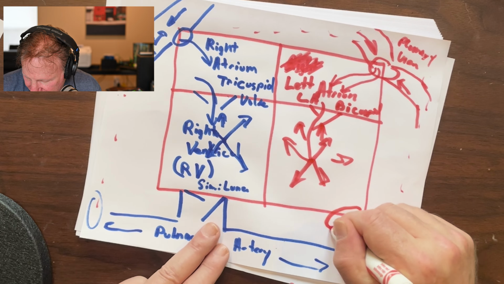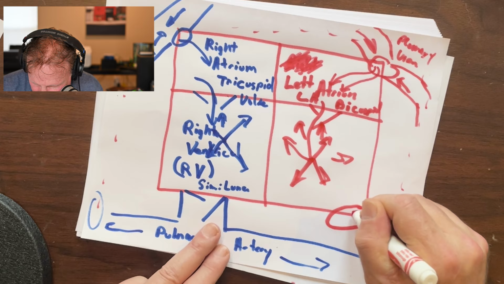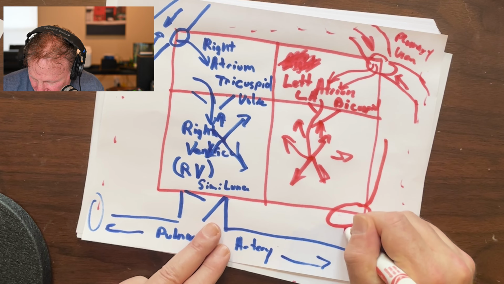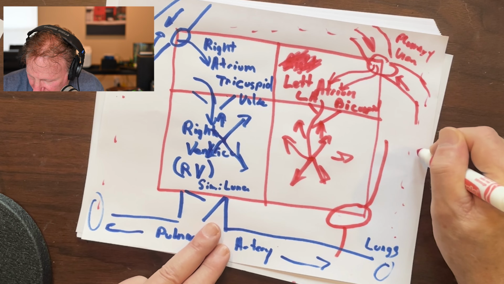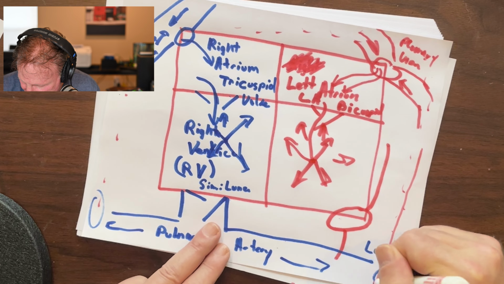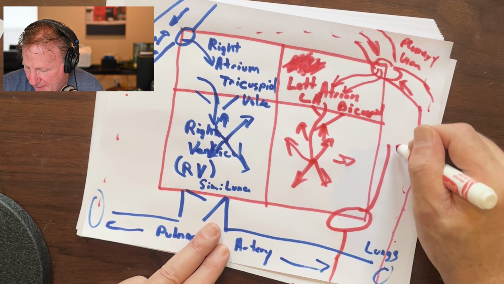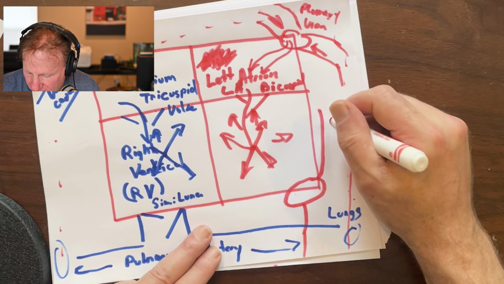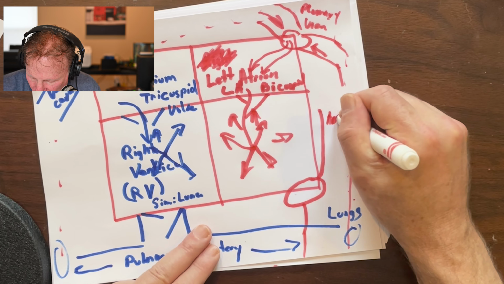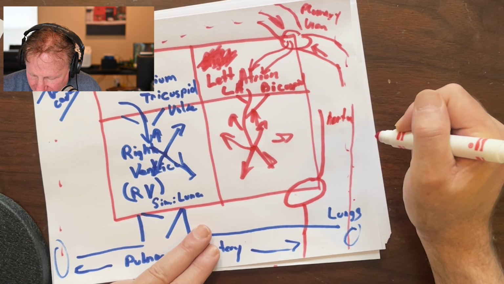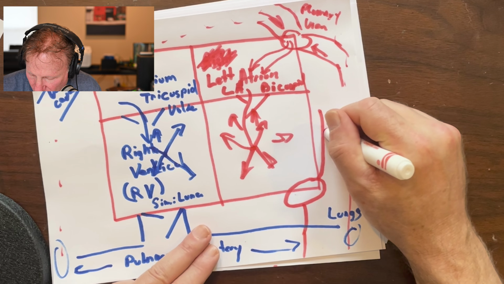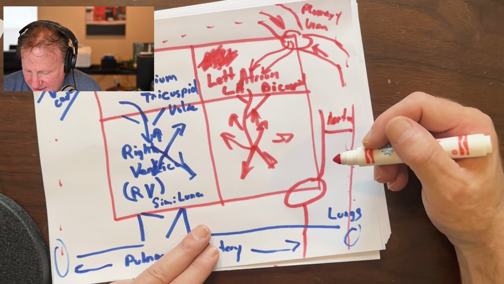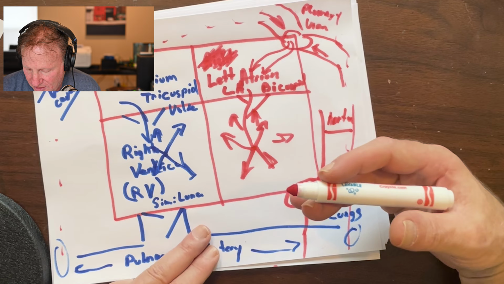But with it being forced everywhere, it forces the flaps to shut, preventing backflow. But right down here, we have, again, another valve, okay? And this valve leads to the most important artery in our entire body. That artery is called the aorta. A-O-R-T-A. Aorta.